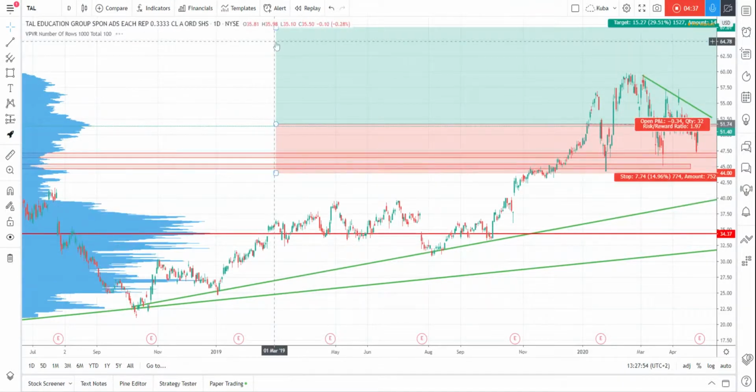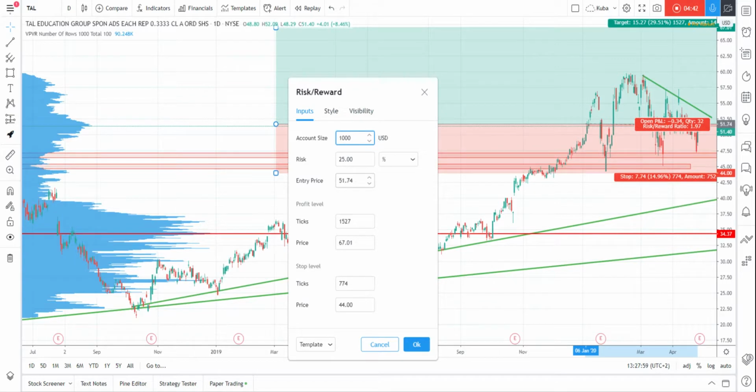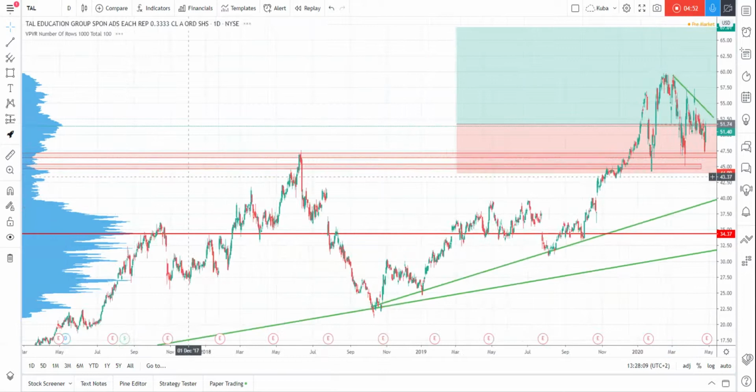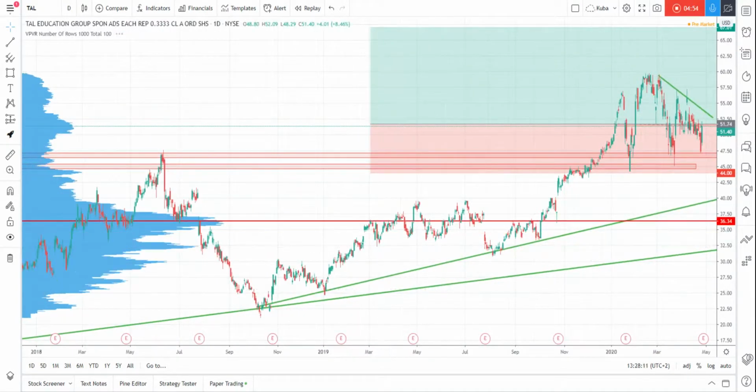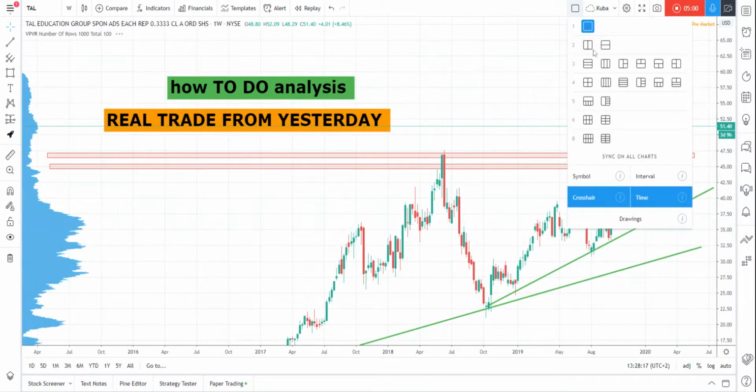Okay, so what are the parameters of this trade? 51.74 entry price, 67.01 was the profit target, or is the profit target, and stop loss is 44 behind the wall. Okay, so we'll switch to the daily chart and I'll show you one more interesting thing.